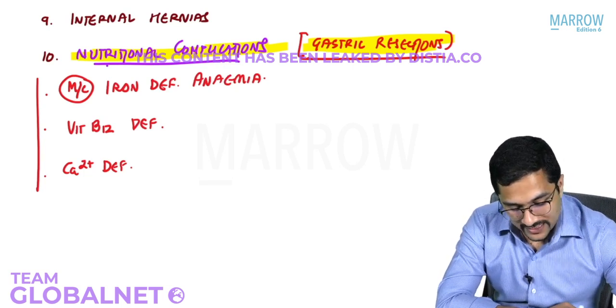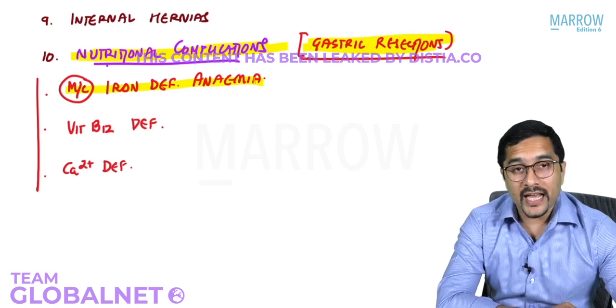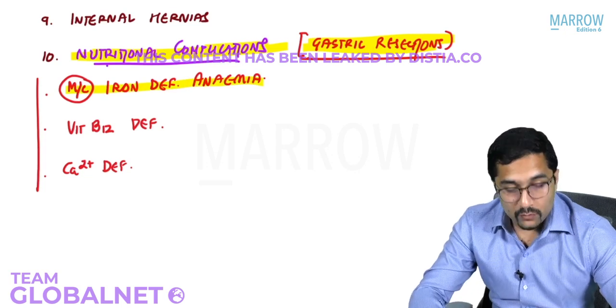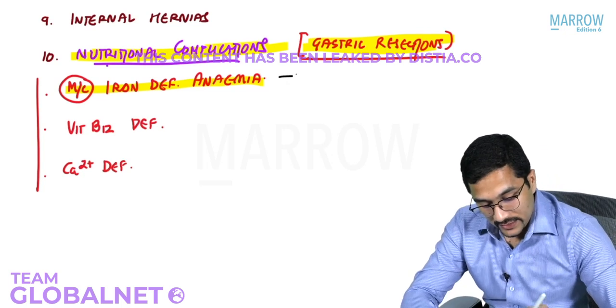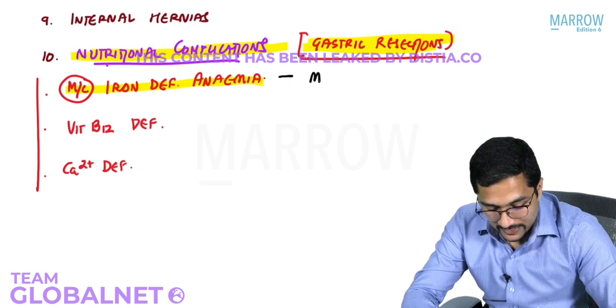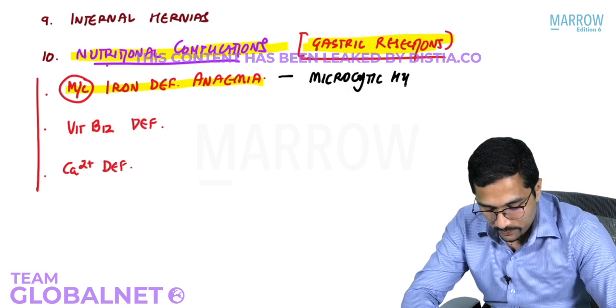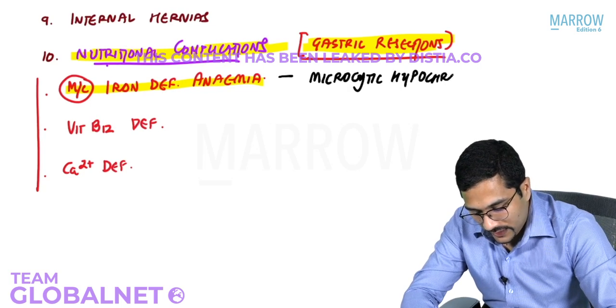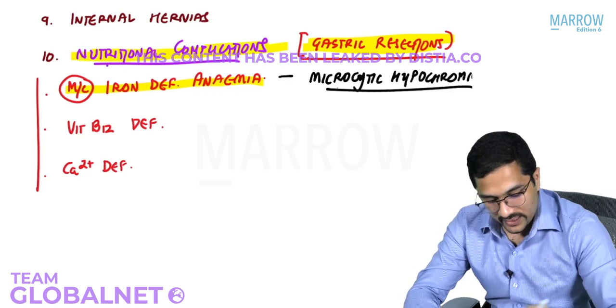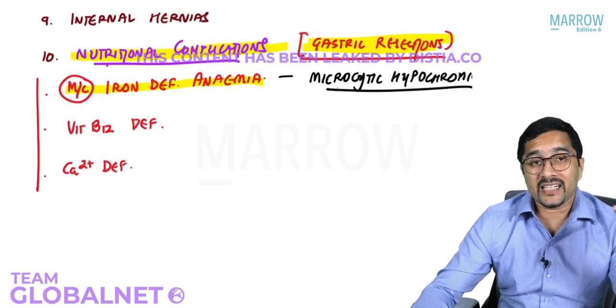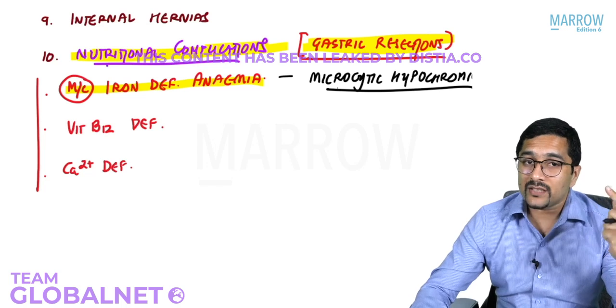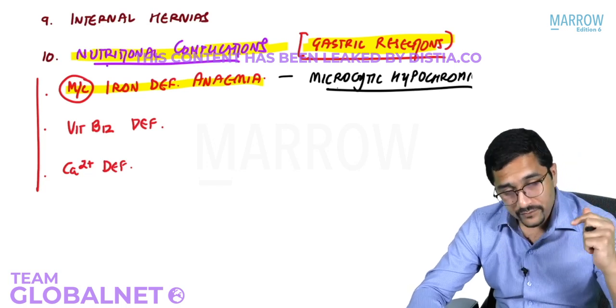One question was that a patient undergoes a gastric resection and a few months later the patient is coming with anemia and the peripheral smear shows a microcytic hypochromic picture. What is the diagnosis? It is going to be iron deficiency anemia.